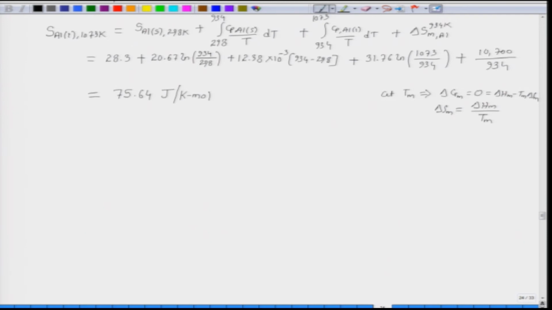And so, once we know H and S, we can know the Gibbs free energy of aluminum liquid at 1073 Kelvin is equal to 33,110 minus 1073 times 75.64, which comes out to be minus 48,050 joule per mole.